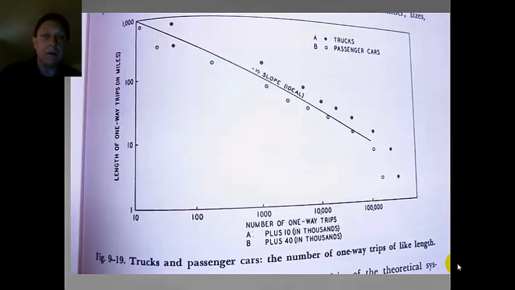Looking up the y-axis, the trips that are longest, like 1,000 miles in this period, didn't happen very often. The number of them is like 10. The trips that took about 100 miles, there were about 1,000 of them in this study. The trips that took 10 miles, about 100,000 of them. The trips that took 5 miles, on this logarithmic scale, maybe 500,000. There are many more trips that are short than are long.